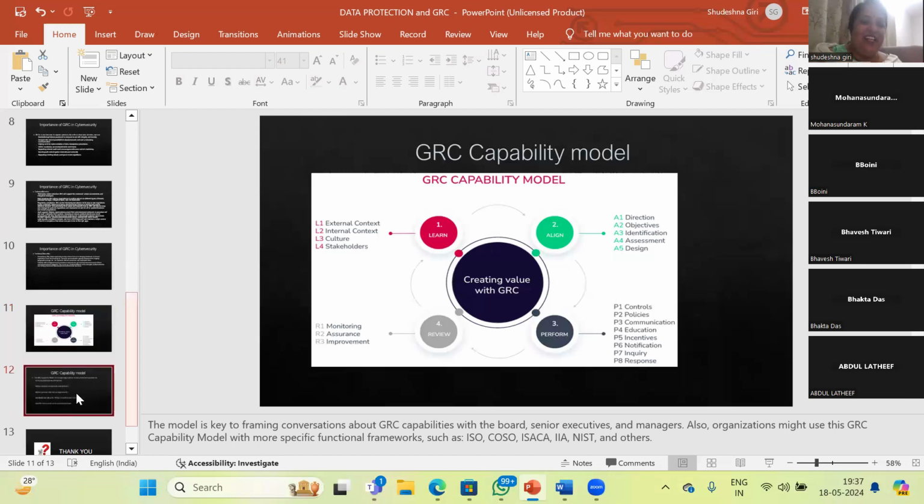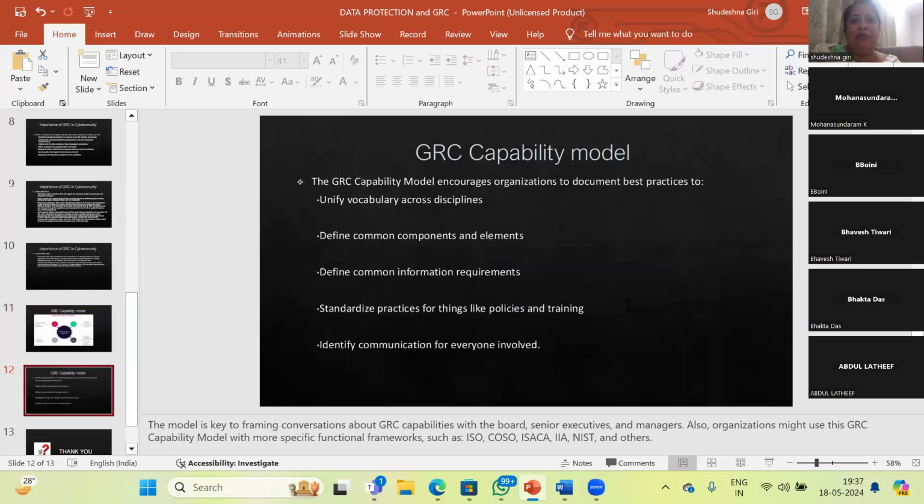Okay, now let us talk about the GRC capability model. What does it do? We have a unified vocabulary, which I had talked about. What does GRC talk about? Nomenclature, the same way of talking, so the people understand what you are saying. You define common components and elements. You define common information requirements, and you have a standardized practice for things like policy and training, so that there's one single rule for everybody.